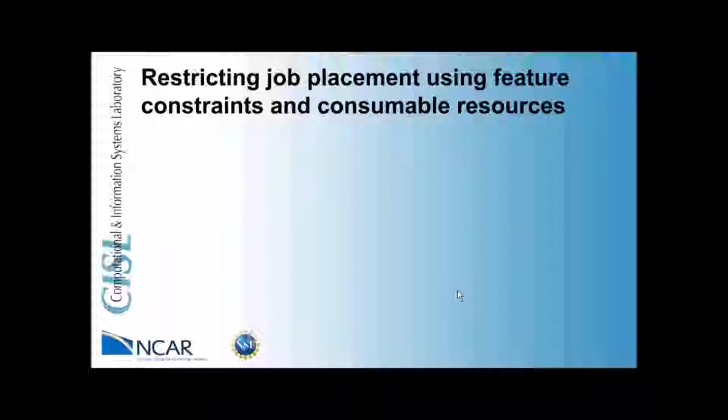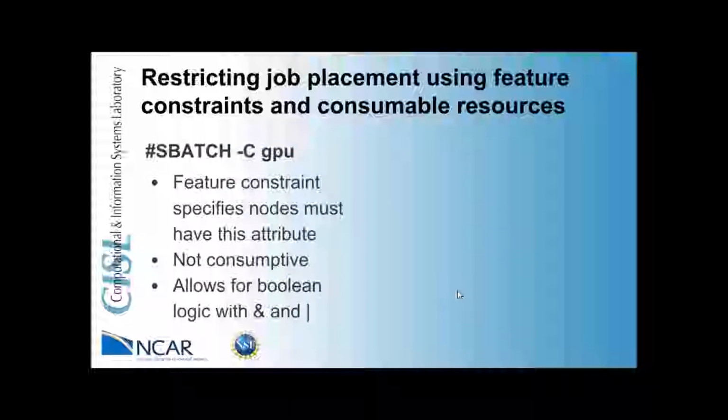So this is where I get into restricting the job placement using what Slurm calls feature constraints and what Slurm calls consumable resources. And these are two different approaches. So first, let's talk about these feature constraints. So this would be an sbatch directive at the top of your job script with a -C, and then the feature that you want to constrain your job to. So in this case, one example would be a GPU constraint, which perhaps is obvious, constrains your job to land on a node with a GPU. Now that still doesn't necessarily get you on Casper, because Geyser and Caldera both have GPUs as well. But you won't land on Pronghorn, or you won't land on the subset of Casper nodes that don't have GPUs.